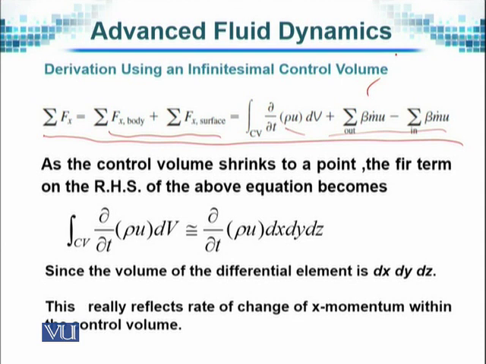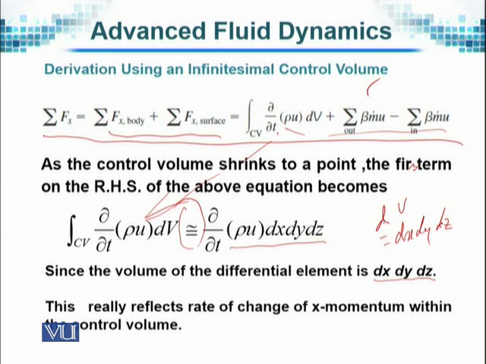So as the control volume shrinks to a small point, the first term on the right hand side of the above equation becomes approximately equal to rho u into dV, which when written in its component form will be dx dy dz, since the volume of the differential element is dx into dy into dz, the length into breadth into height.